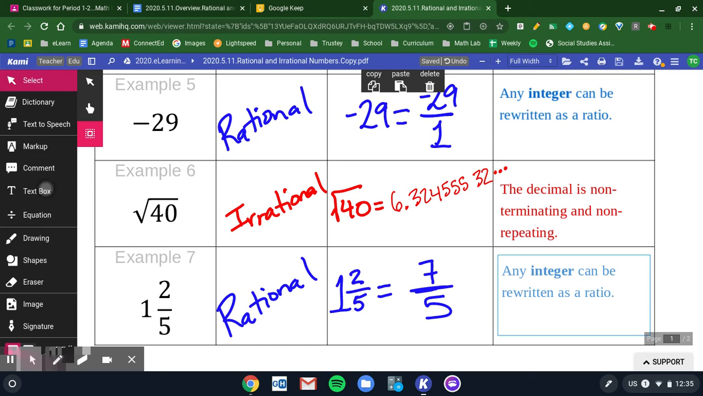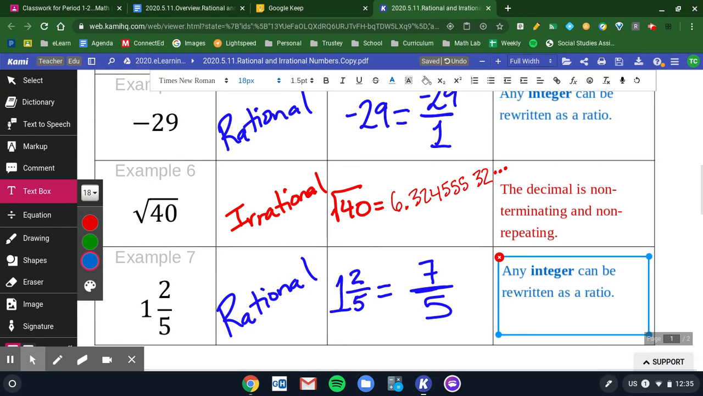And we'll simply borrow the verbal proof from the top, but now this is not an integer. It does have parts. But we can say that any mixed number, if it has whole numbers and part numbers, which is why it's called mixed, can be rewritten as a ratio, just by changing it to its improper fraction.